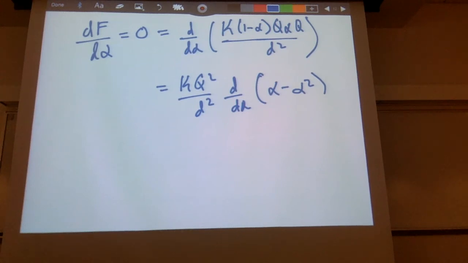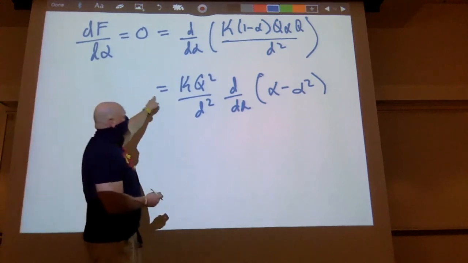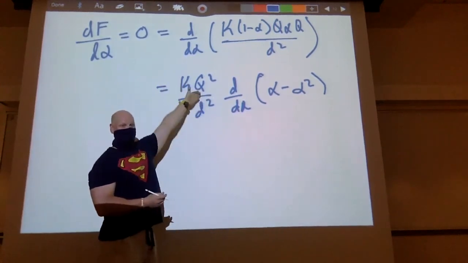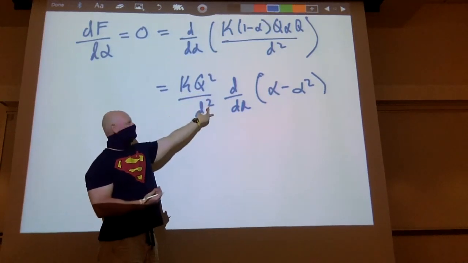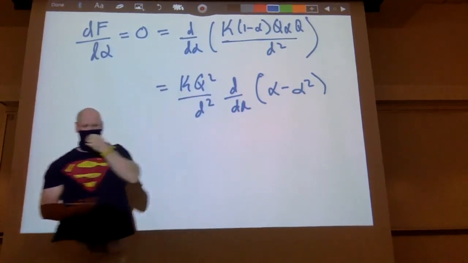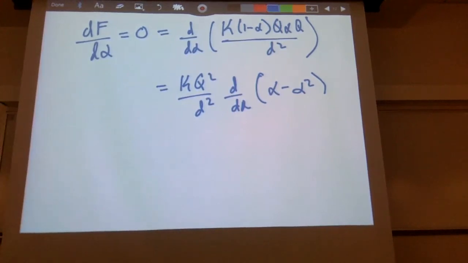Now, since all this is equal to 0, do I care about any of this stuff? No. This is all equal to 0, which means I can divide all this stuff over, which means all this stuff is gone. So finally what I have is 0 is simply equal to the derivative with respect to alpha of alpha minus alpha squared.